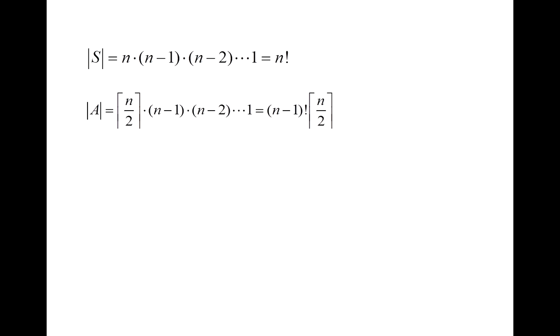For the size of A, remember that we first need to put board 1 at odd positions among the n possible positions. The number of positions satisfying such condition is the ceiling of n over 2. Then for the remaining n minus 1 boards, the total possible assignments of their positions is the permutations of 1 till n minus 1, which is equal to n minus 1 factorial.